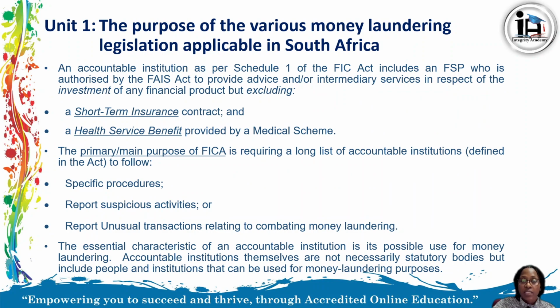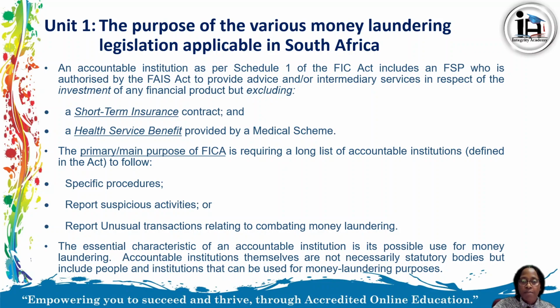An accountable institution, as per Schedule 1 of the FIC Act, includes an FSP who is authorized by the FAIS Act to provide advice and/or intermediary services in respect of the investment of any financial product, but excluding a short-term insurance contract and a health service benefit provided by a medical scheme.